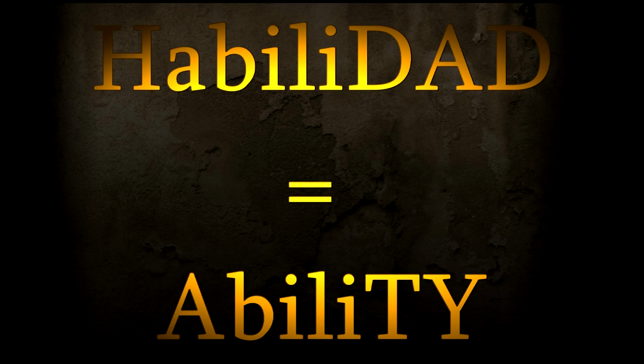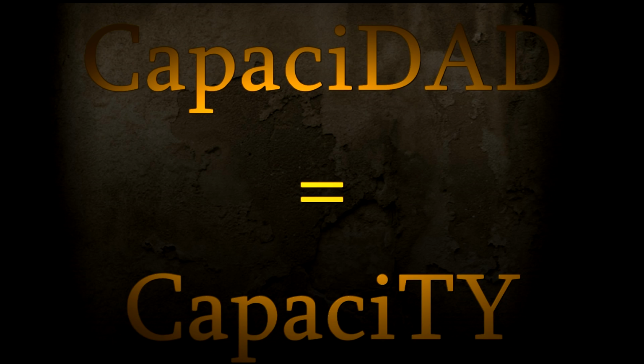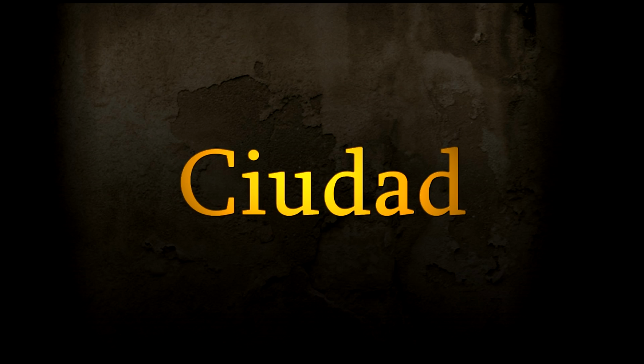So, for example, if you think of the word habilidad, that is ability. Capacidad, capacity, yeah, so TY. So the word for city is ciudad.